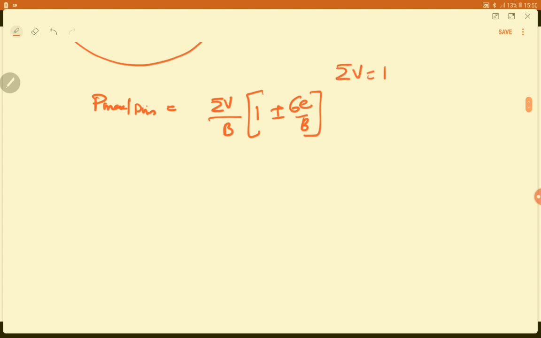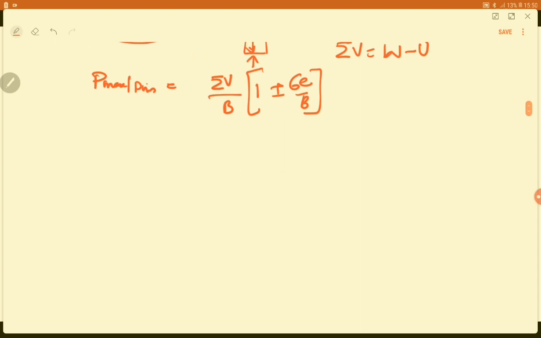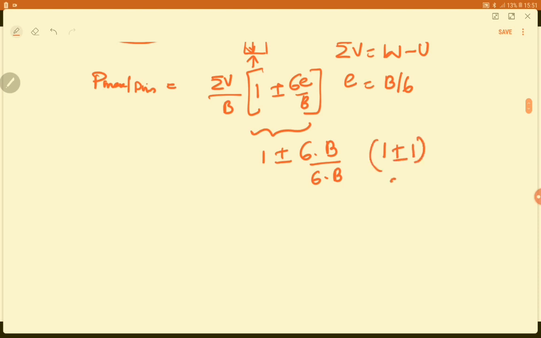Okay. Now what is the sigma V here? Sigma V is equal to W minus U, isn't it? Because the two forces here in the vertical direction are the downward weight and the upward uplift pressure. So W minus U is the net vertical force. Now what is the E here? E is equal to B by 6. Substitute in this equation. What you get? 1 plus or minus 6 into B by 6 into B. You will get it as 1 plus or minus 1. It's either 2 or it is 0. These are the two values possible here.